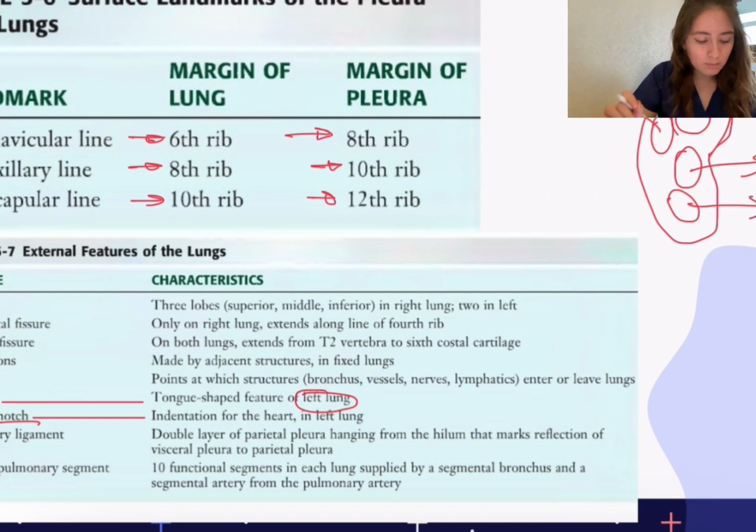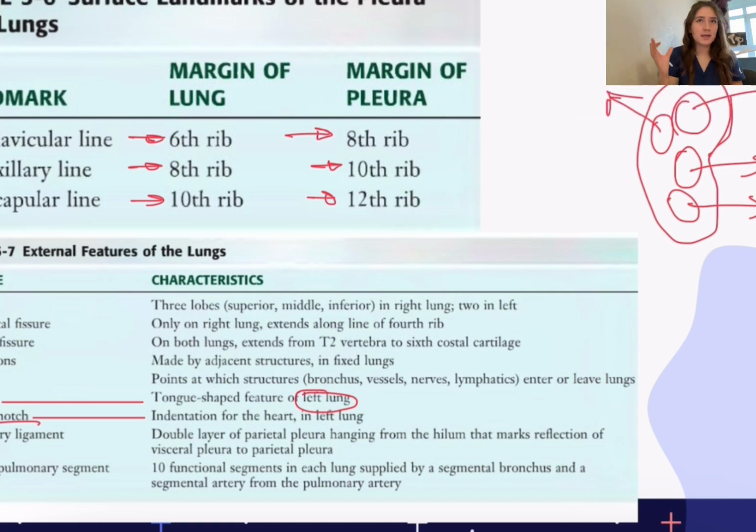And bronchopulmonary segments: there are functional segments in each lung supplied by a segmental bronchus and a segmental artery from the pulmonary artery, 10 segments in the right lung and 9 to 10 in the left lung, because it's quite smaller, because the heart is placed on this side. And we have the horizontal fissure that will be just in the right lung.